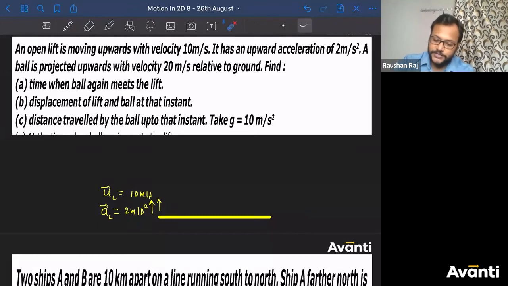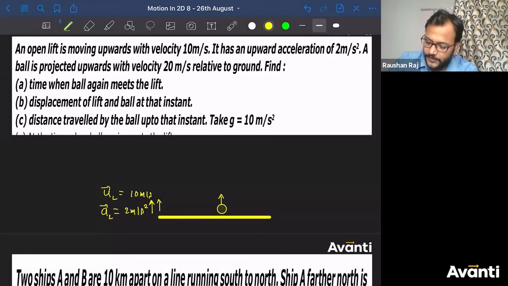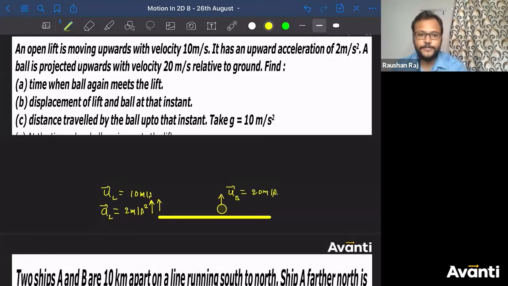A ball is projected upward with velocity 20 meter per second. So let us say this is the ball we are talking about. Now this has been projected in the upward direction. So this is UB, and what is the value? 20 meter per second. Find the time when the ball again meets the lift.